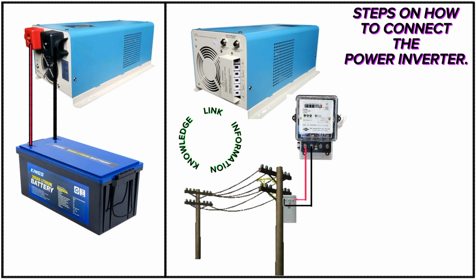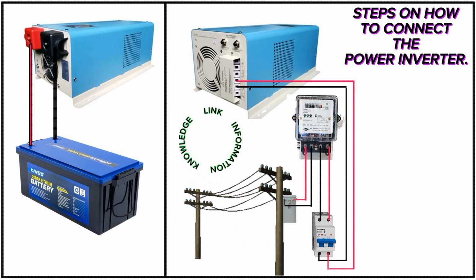Number 4. Do not forget to connect the correct amps of AC circuit breaker from the kilowatt meter in order to protect the electrical cables and power inverter if there is a short circuit or overload. Number 5. We connect now the circuit breaker to the power inverter AC input. This AC input is the other source when the battery system becomes low on power, because this type of inverter has ATS, or automatic transfer switch.